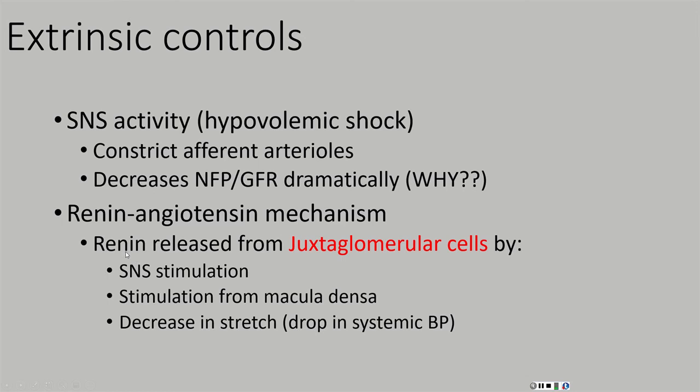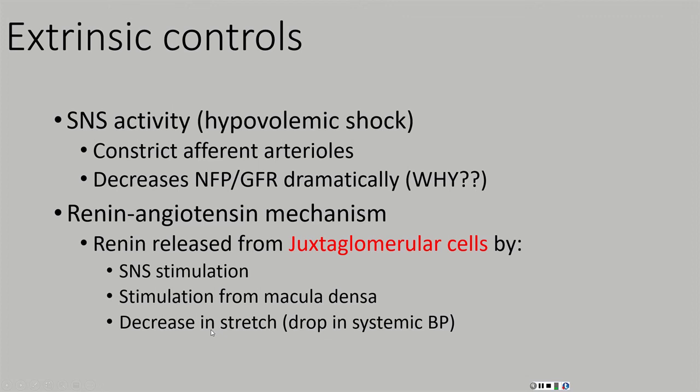Renin now is not just released by the kidneys. We have to be more specific. Renin is released by those JG cells, the juxtaglomerular cells. And originally we just said drop in blood pressure, but we're going to be more specific now. There are 3 things activated when there is a drop in blood pressure. Sympathetic nervous system stimulates the JG cells. Stimulation from the macula densa stimulates the JG cells. And a decrease in stretch.